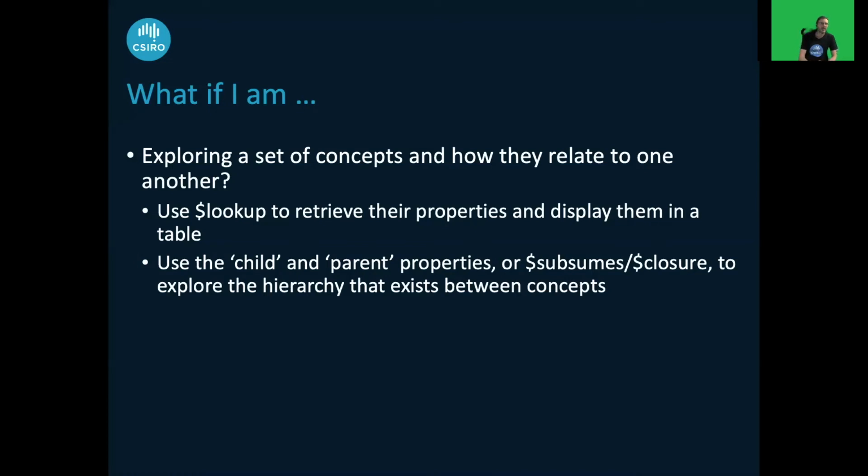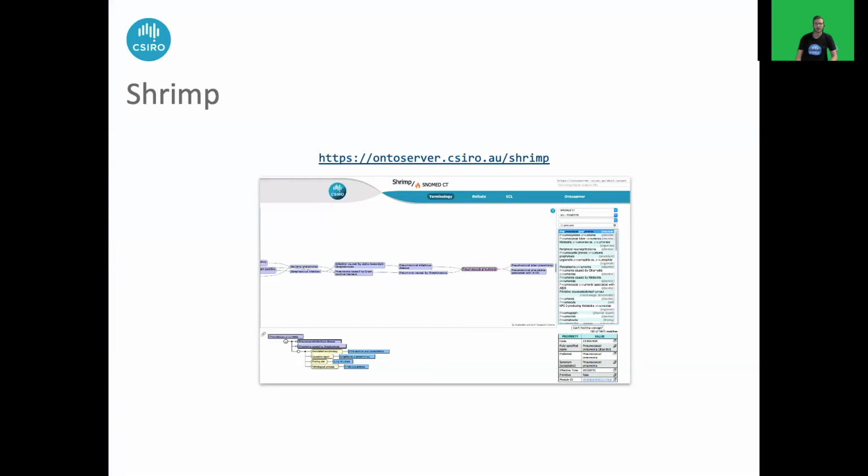So the next scenario we'll look at then is the exploration scenario. When we're interested in a bunch of codes, one of the first things we want to do is see how they relate to one another and retrieve information about those codes. So we can use the lookup operation to retrieve the properties of a code. And this allows us, for example, to display them in a table. Some of the particularly interesting properties are child and parent properties, which tell us about hierarchy. If we are interested in hierarchy, we could also use the subsumes or closure operations to explore the hierarchy that exists between those concepts.